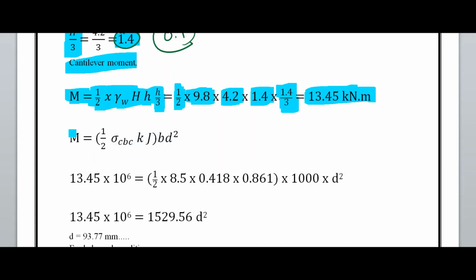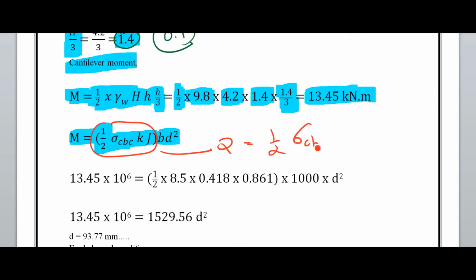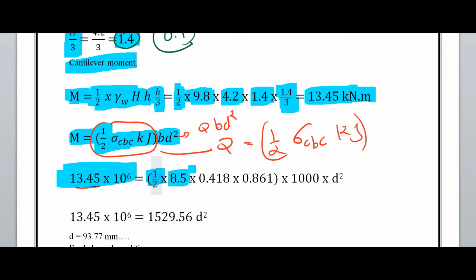Now we have an equation: M is equal to 1/2 sigma CBC K J B D square. Here sigma CBC is a simple Q equation, 1/2 sigma CBC K into J. It's a Q equation, so this equation is Q into B D square. I wrote it in this form. So M is equal to 13.45, we found it. 1/2 sigma CBC 8.5, 0.4, 0.418, 0.861, 1000 into d square.